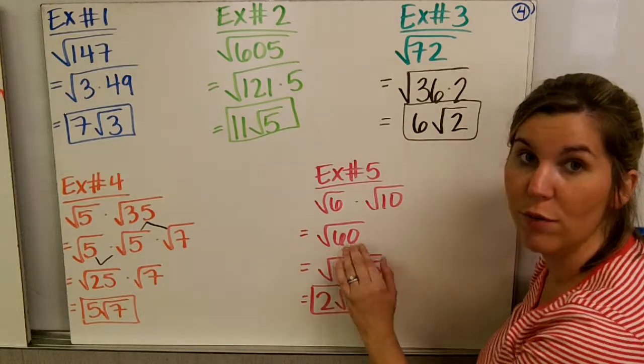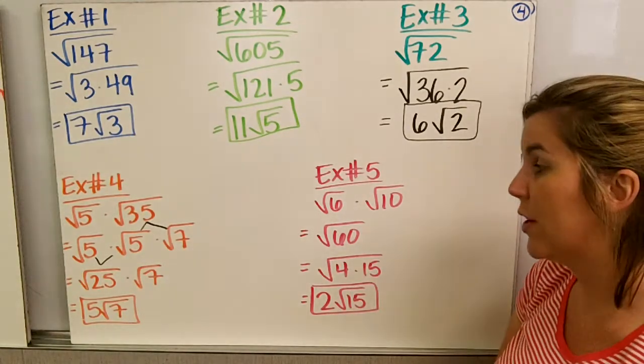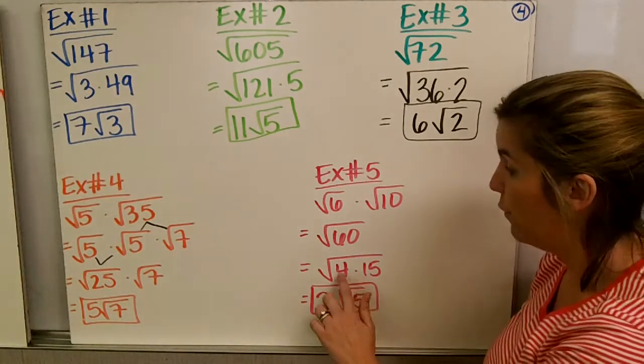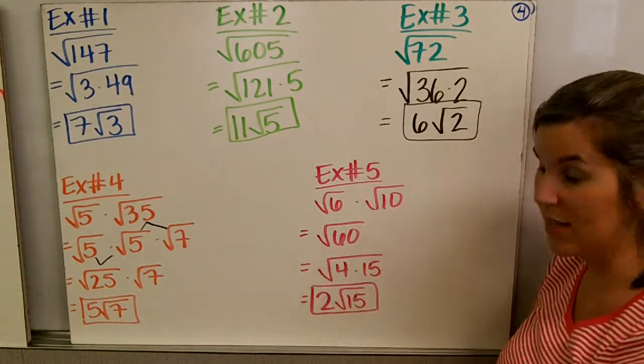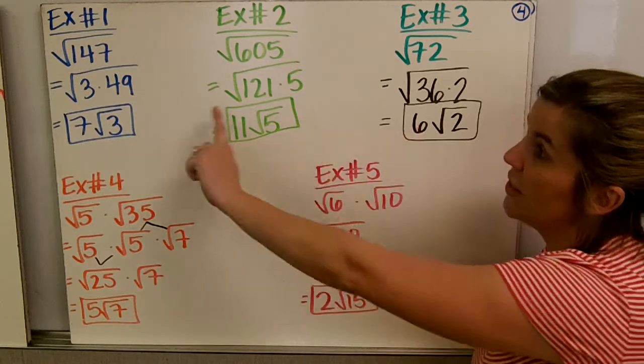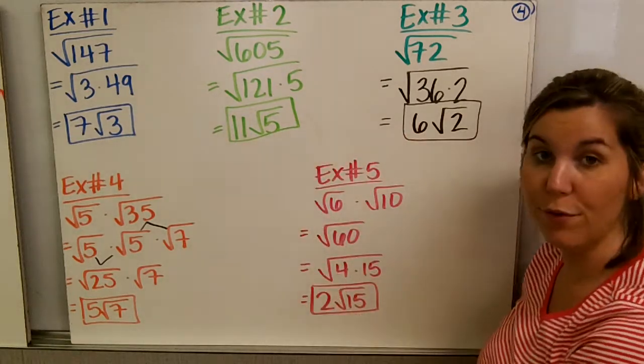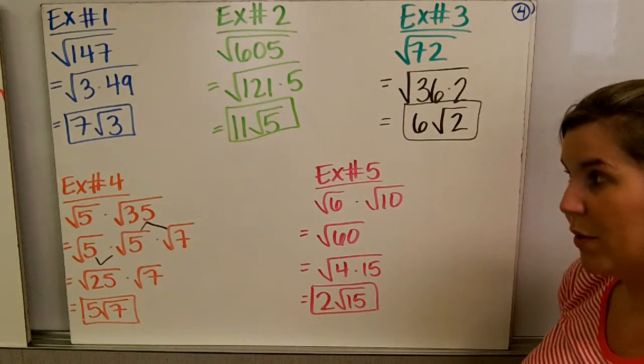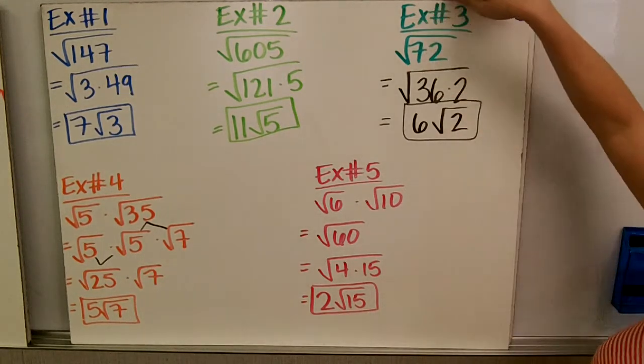Well, now I'm looking for the biggest perfect square that goes into 60, and that is 4. 4 times 15 is 60. So now I'm going to do like I did in these three examples. The square root of 4 is 2, and 15 stays inside. There isn't a perfect square that goes into 15.